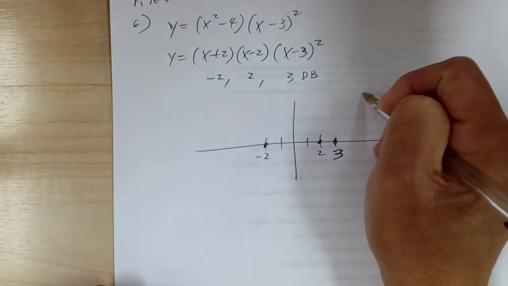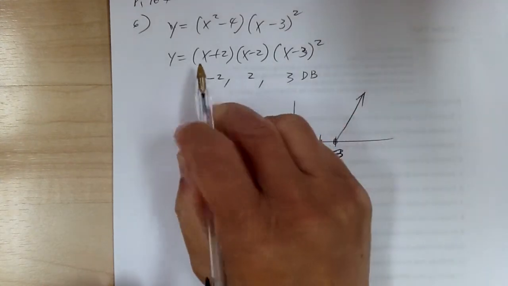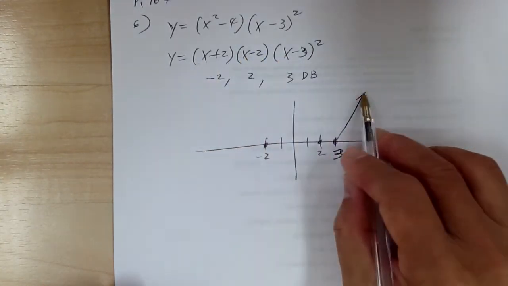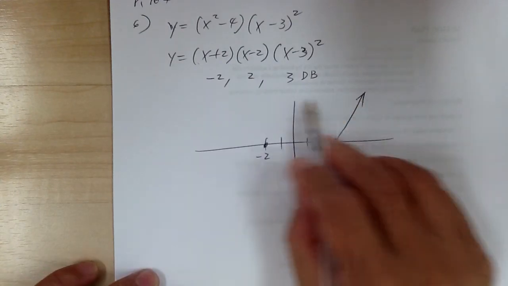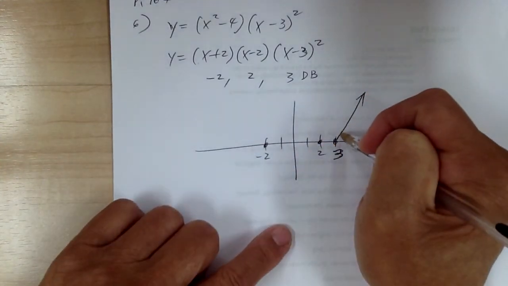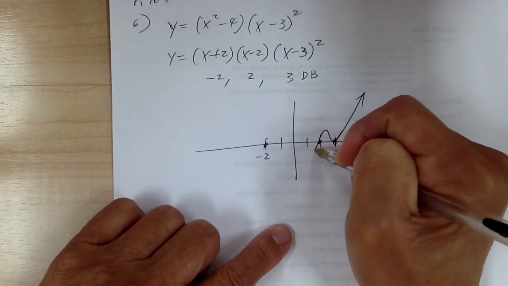Again, it's going to point up because this is positive, positive, positive. Positive times positive times positive gives you positive, so it's pointing up. If it's negative, you have to point down. So it points up, and this is the double, so it doesn't go through. And this one goes through.